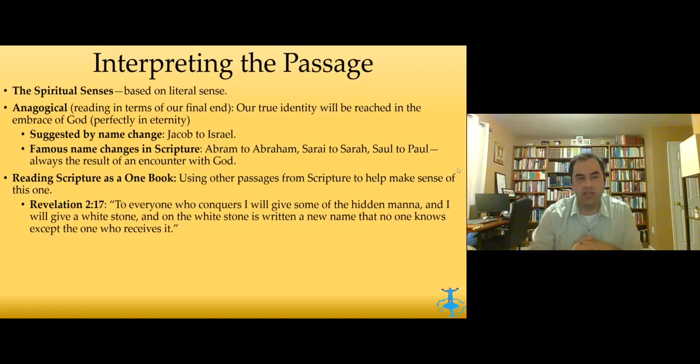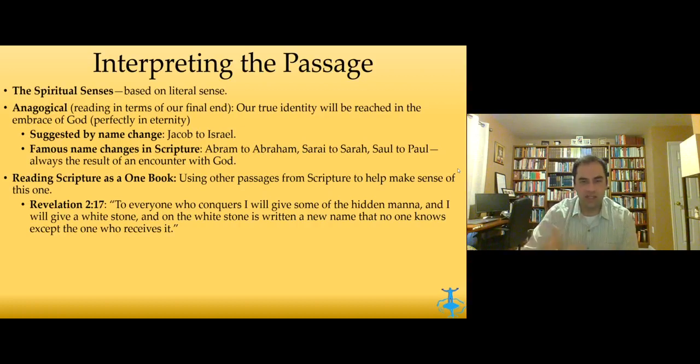The first is Revelation 2:17. So this has in mind more the anagogical sense, but we'll see that it incorporates the allegorical sense as well, and the moral sense, right? So Revelation 2:17, to everyone who conquers, I will give some of the hidden manna, and I will give a white stone. And on the white stone is written a new name that no one knows except the one who receives it. So look at the language there.